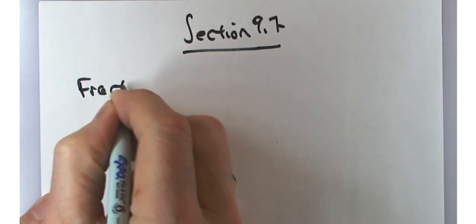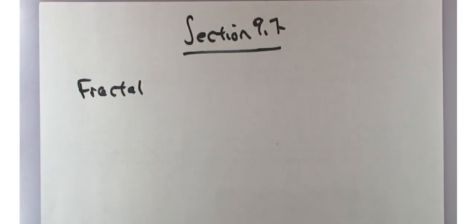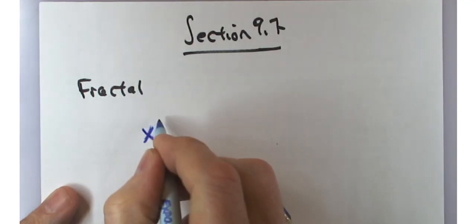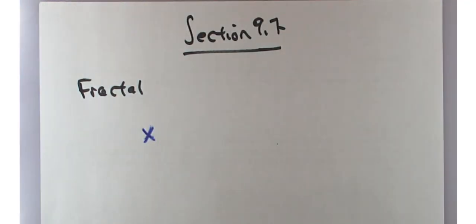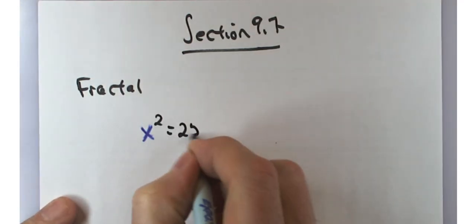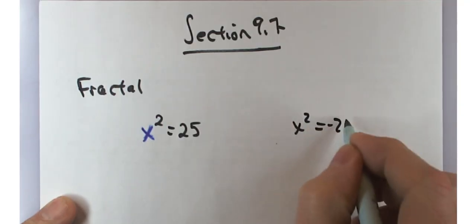That's a nice application of complex numbers. But complex numbers weren't always around, and people had a little difficulty with them when they were first invented. So let's take a look at two different problems: x squared equals 25 and x squared equals negative 25.